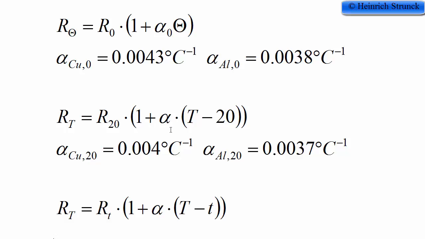But for the assignment, we'll use this formula and the value for copper, for example, 0.004 and aluminium 0.0037, and I think we'll get the correct result.